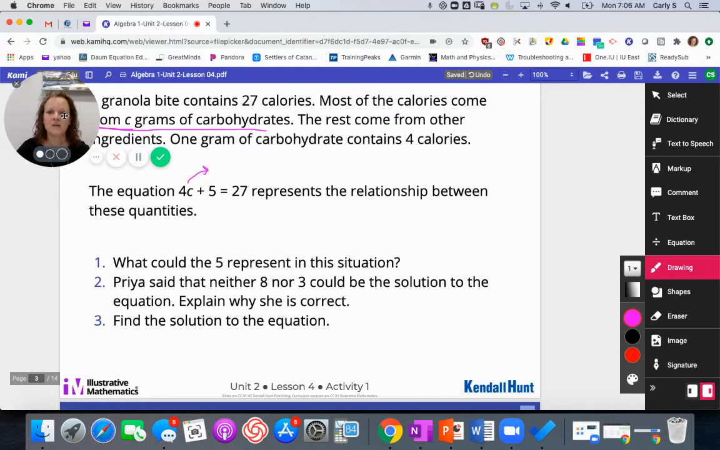Okay, so C is the calories from carbohydrates. The rest come from other ingredients. So we know 27 is the amount of calories in the granola bite. 5 would be the rest, which come from other ingredients. I'm just going to say rest of the calories.